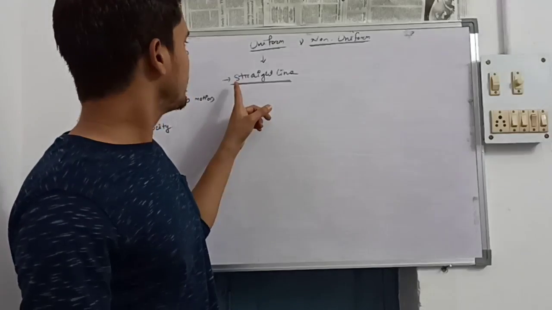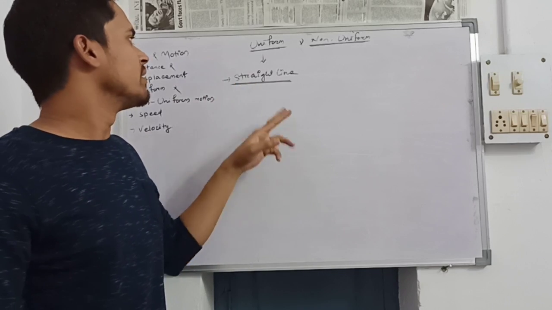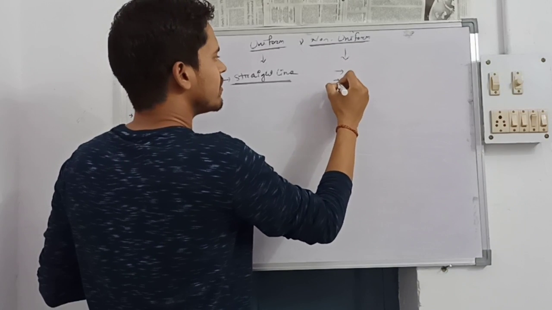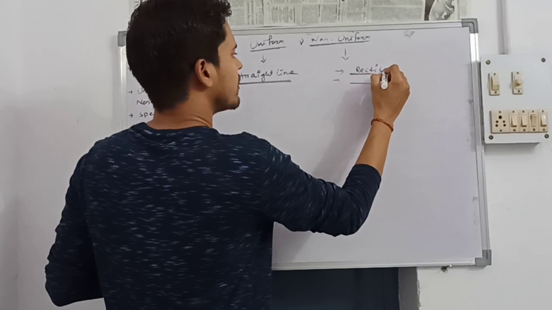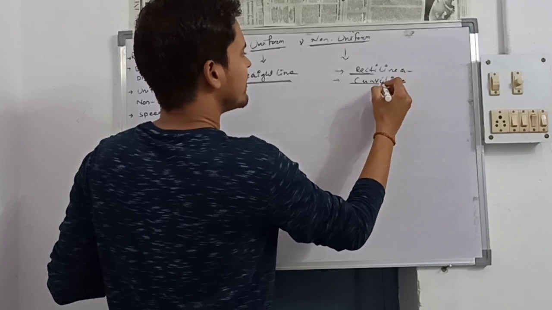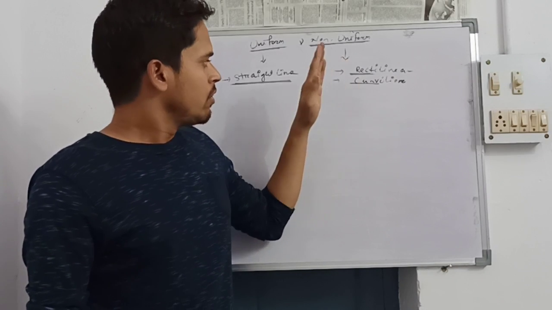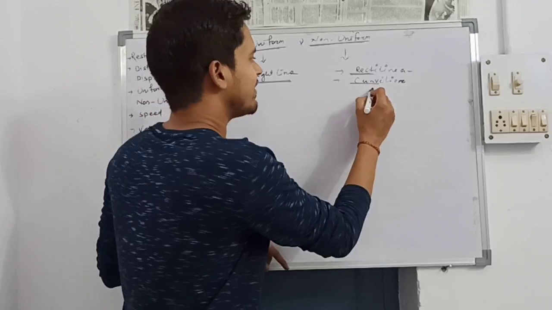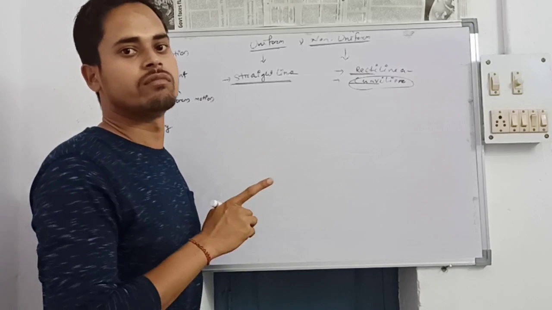The motion which is a straight line motion and in which the object covers equal distances in equal time intervals, that is uniform. And non-uniform motion can be either straight line, that is rectilinear, or curvilinear. You will ask, sir, how is that? It may be rectilinear or curvilinear. If I say an object is covering equal distances in equal time intervals, but it is in curvilinear motion, is it uniform or non-uniform? Always remember, it is non-uniform.